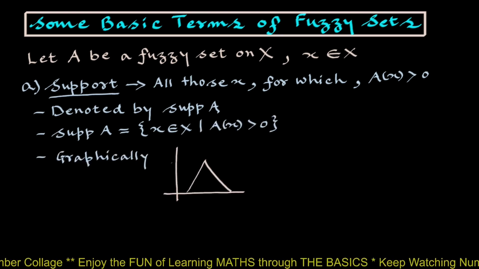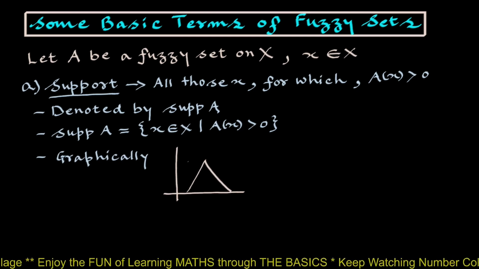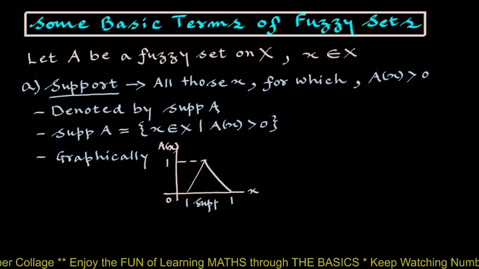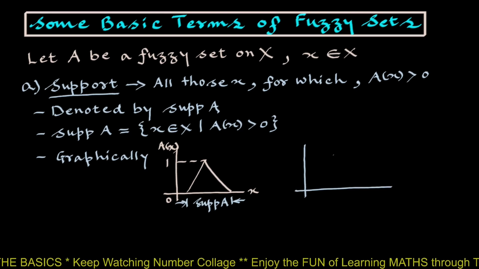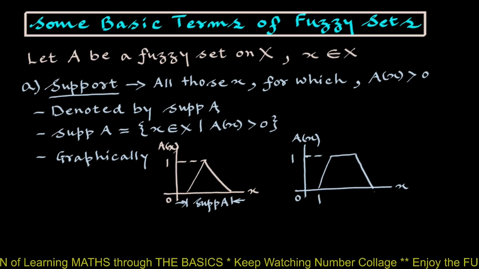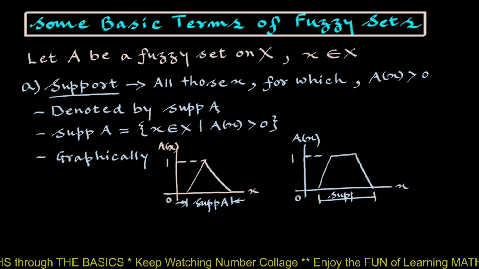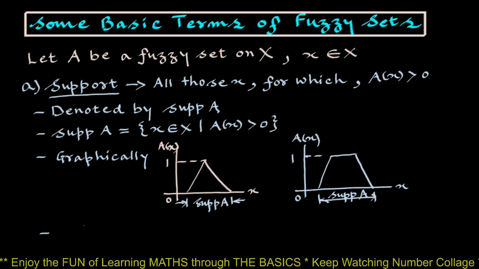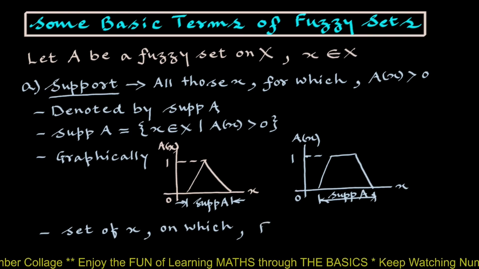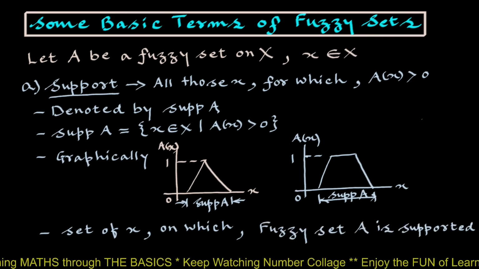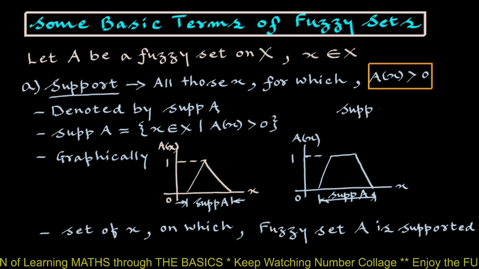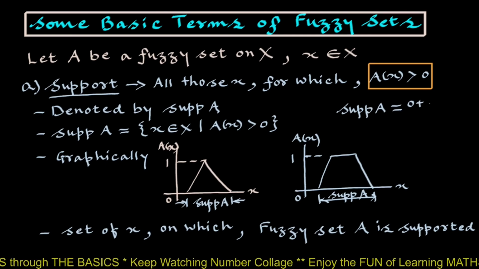Graphically, for a fuzzy set whose graph is triangular like this, values between these two extremes is the support of A. For a fuzzy set whose graphical representation is trapezoidal like this, values of x between these two extremes is support A. Support is thus set of x on which fuzzy set A is supported. Moreover, since support is concerned with positive grade values, sup A is also strong zero-cut A.